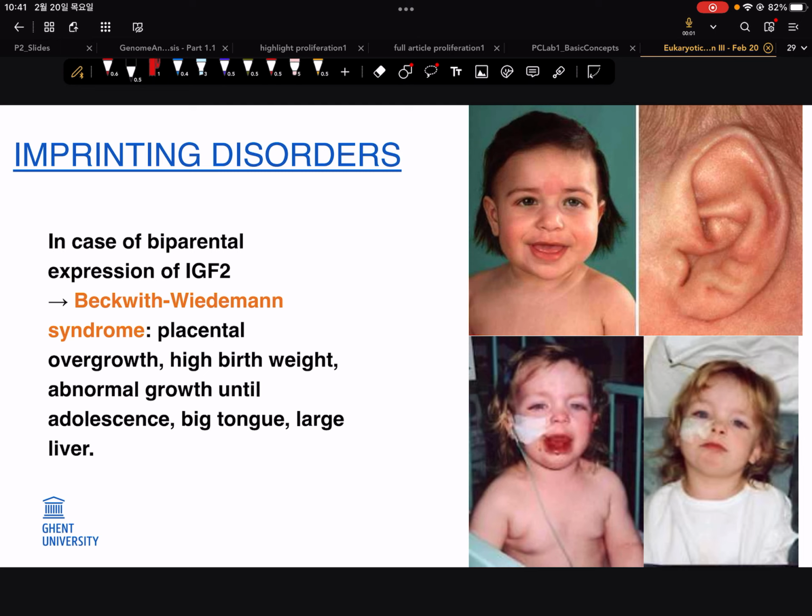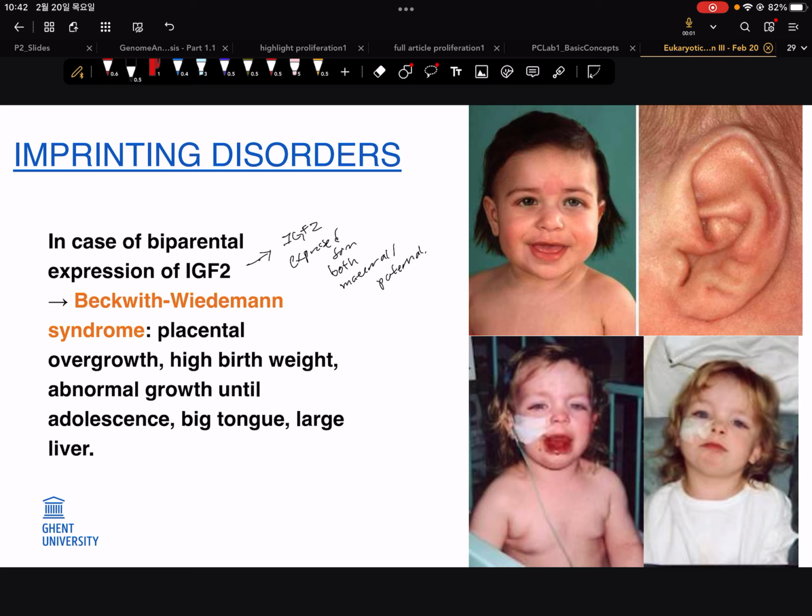Now, a lot of disorders that we have observed over the past 50 years could initially not be explained. We saw these weird inheritance patterns that are now found out to be linked to imprinting mistakes. So if accidentally IGF2 is expressed from both the maternal and the paternal allele, you get a syndrome called Beckwith-Wiedemann syndrome, and we see a lot of overgrowth of the placenta, high birth weight, and many other observations that are shown here on this slide.